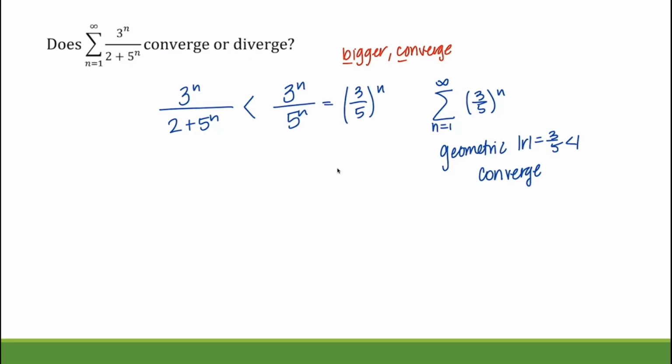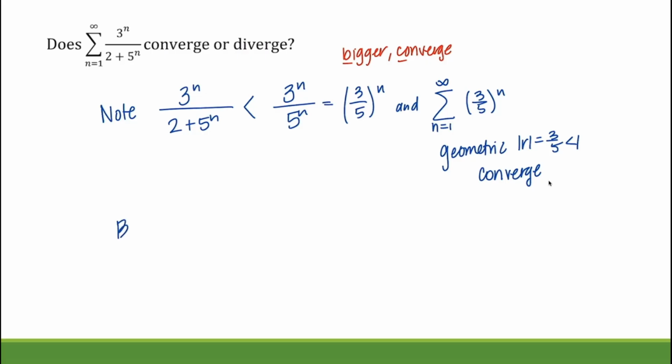So here we're going to write it out as a little proof. We're going to say, note that 3 to the n over 2 plus 5 to the n is less than 3 to the n over 5 to the n. And the sum from n equals 1 to infinity of 3/5 to the n is geometric with the absolute value of r less than 1, so it converges.